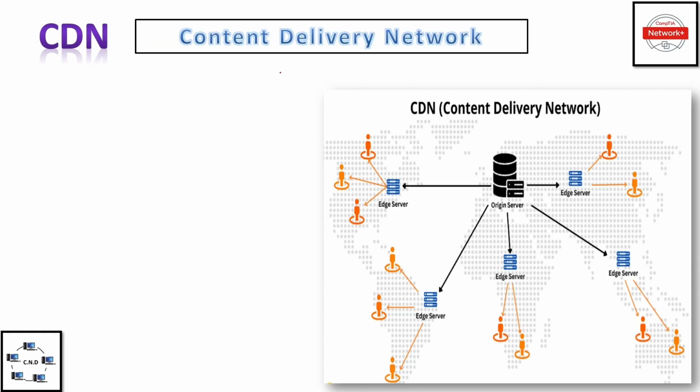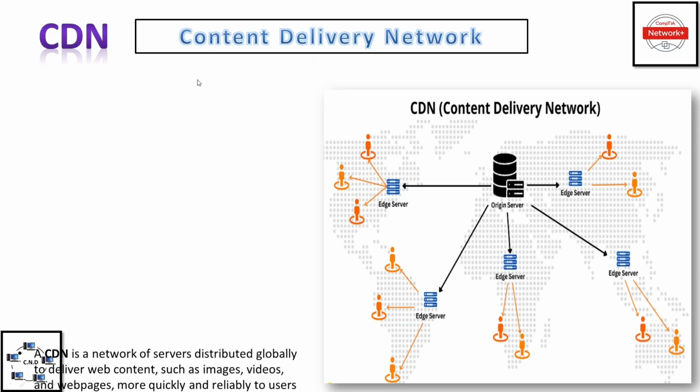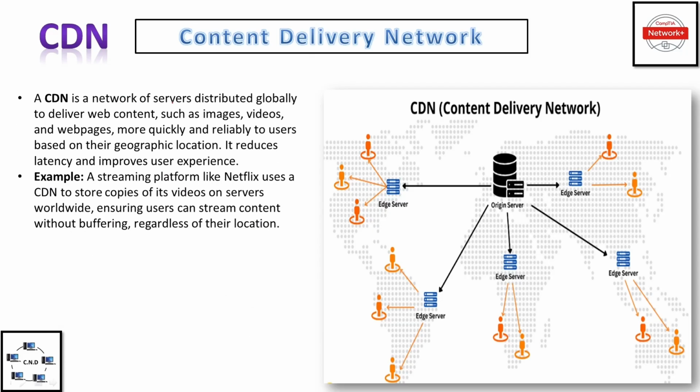CDN, that is Content Delivery Network. So a CDN is a network of servers distributed globally to deliver web content such as images, videos, and web pages more quickly and reliably to users based on their geographic location. It reduces latency and improves user experience. For example, a streaming platform like Netflix uses a CDN to store copies of its videos on servers worldwide, ensuring users can stream content without buffering regardless of their location.